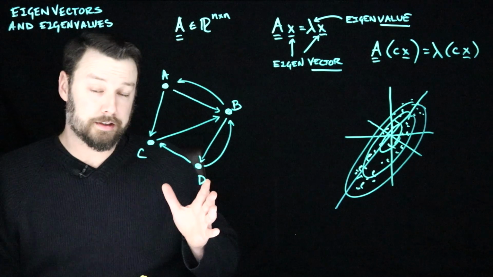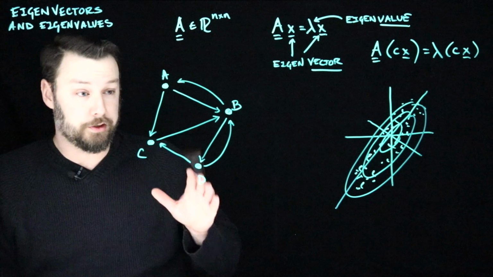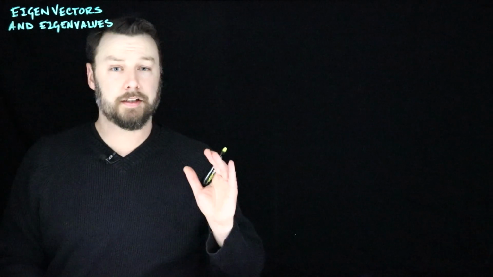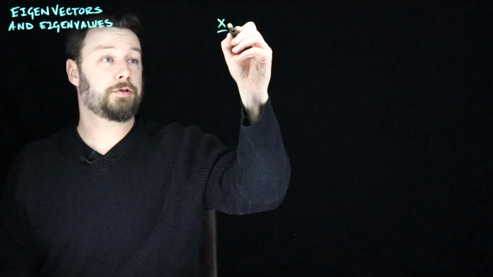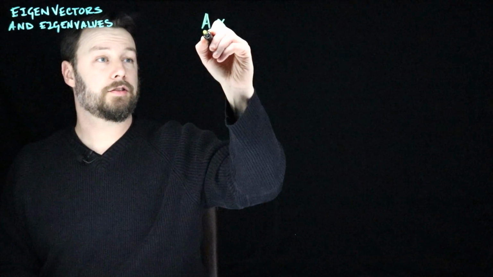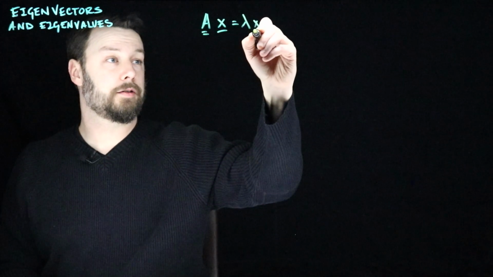And procedures like I described actually do inform the way that social media companies like Twitter think about the users on their platform. So again, the idea of an eigenvector is that it's a vector x associated with a matrix A, such that when we hit it with A, all that happens is that x gets scaled by some lambda.